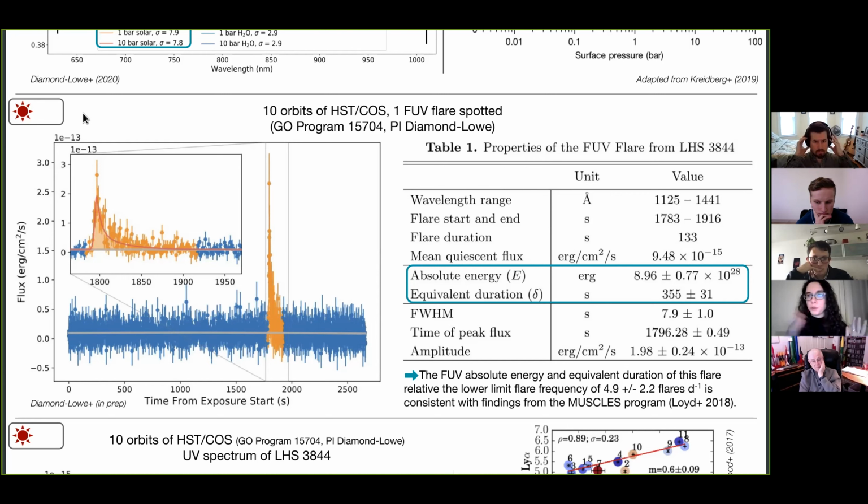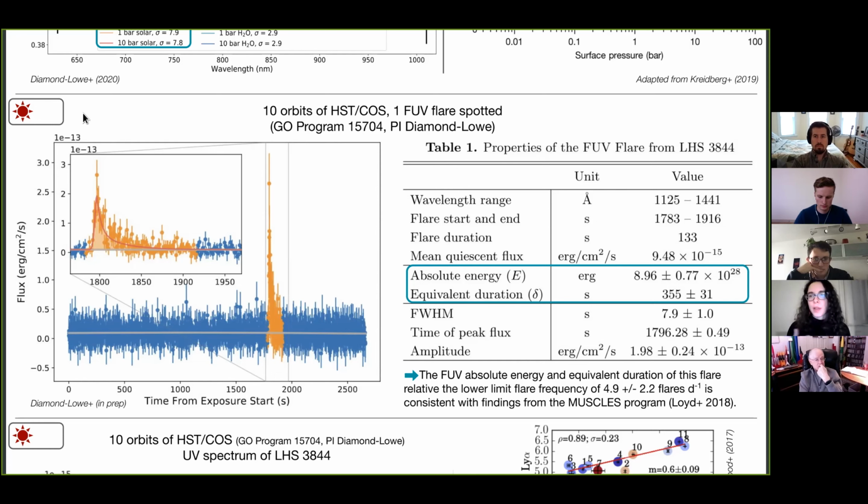We needed to use a few gratings to cover the whole UV. And so this is one of the FUV observations. I didn't do a flare search for this. I just plotted the data and saw there was a flare. It's pretty prominent here.